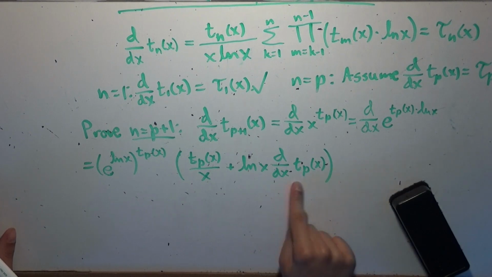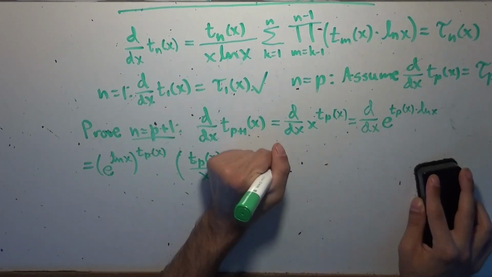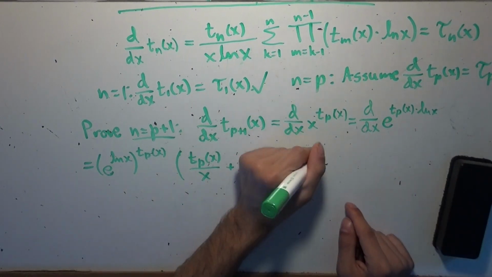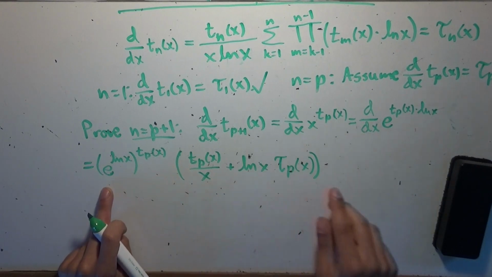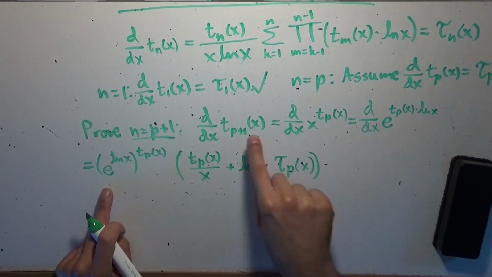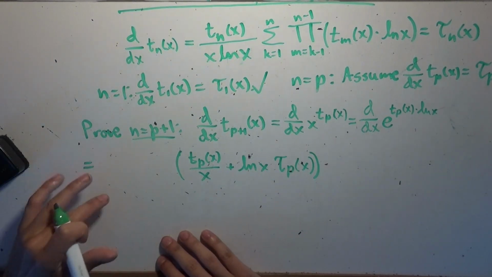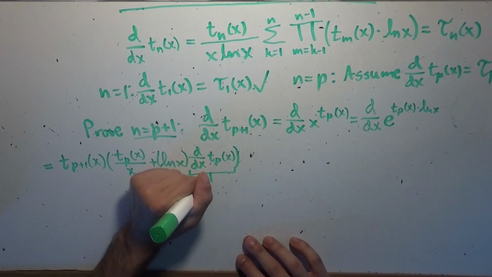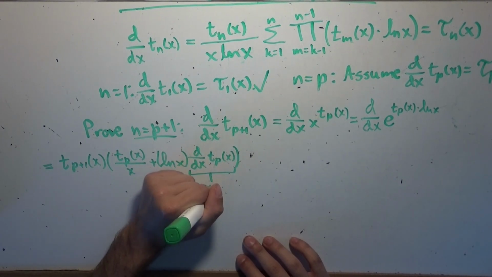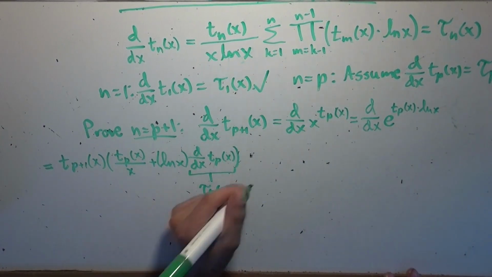So this is tau, remember, by assumption, this is tau_p of x. And we're trying to prove in total that this is equal to tau_{p+1}, right? So this is the same as this right here, which is the same as the (p+1)th tetration. So I can replace this with t_{p+1}. I hope that's clear. Since this whole thing is tau_p of x, which is by assumption equal to this equation here, I can rewrite it as such.